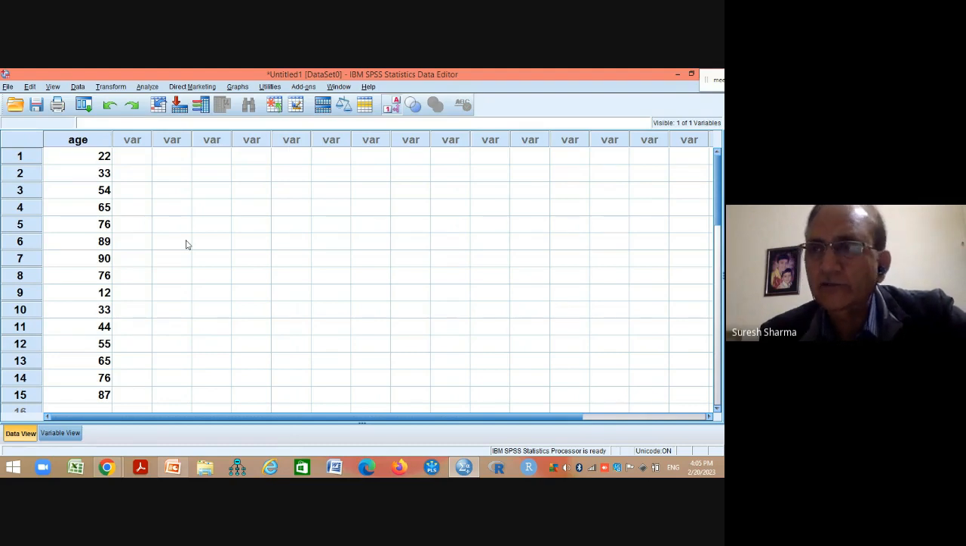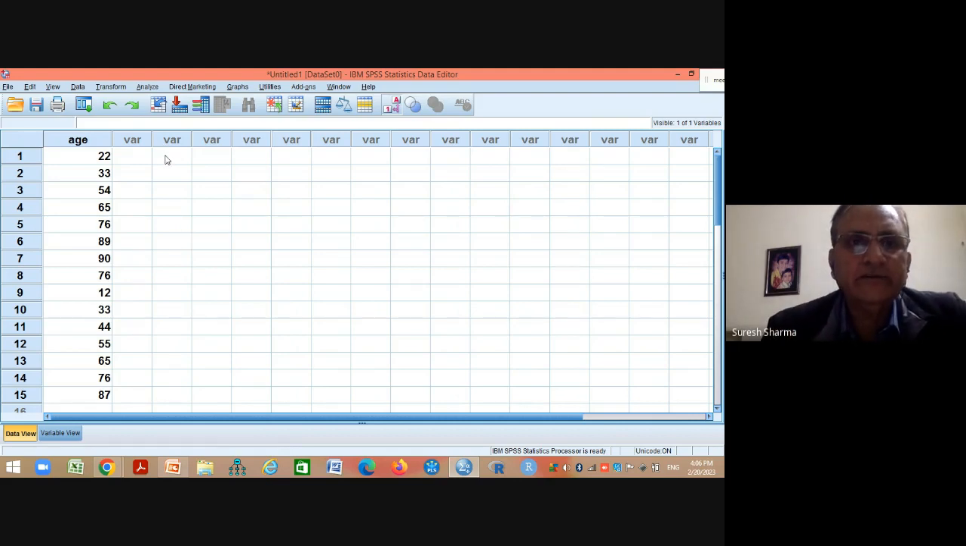But SPSS will always show you two decimals by default. It doesn't mean that data cannot be entered with more decimals. If there are 6-7 decimals, you can enter your data, no problem at all. The only thing is, in the front of the worksheet, you will see only the first two decimals.